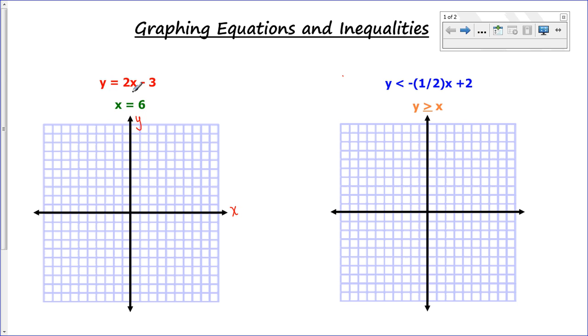And when you have an equation written like y equals 2x minus 3, the number in front of the x is your slope, which again is change in y over change in x. And this number by itself, including the sign in front of it, is your y-intercept.